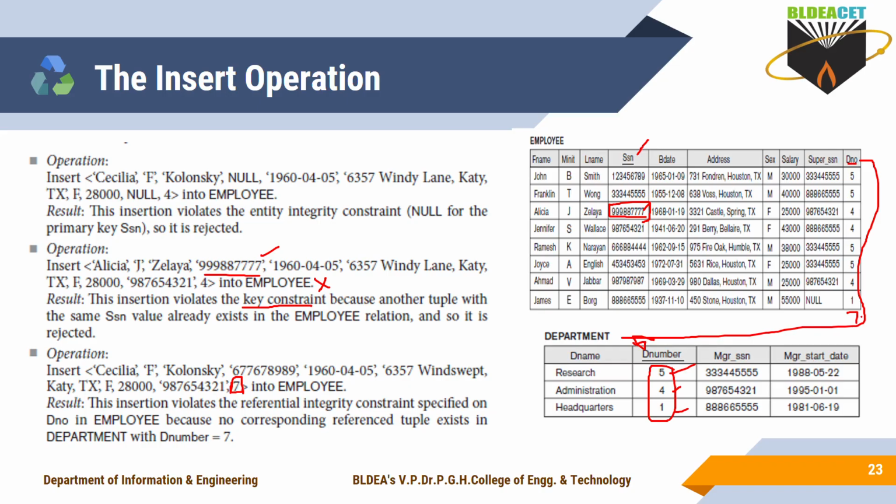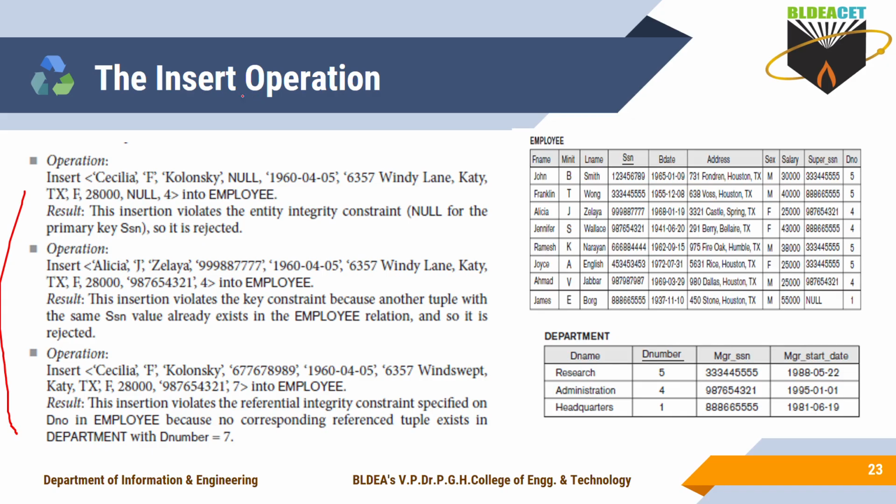So what does the referential integrity constraint tell? What are the values you will enter for the foreign key? No, the same values must be there in the department number also. 7 is not here. So which constraint does it violate here? It violates the referential integrity constraint, because that value does not exist here. So these are some of the violations that come while inserting any new tuples into the existing relation.